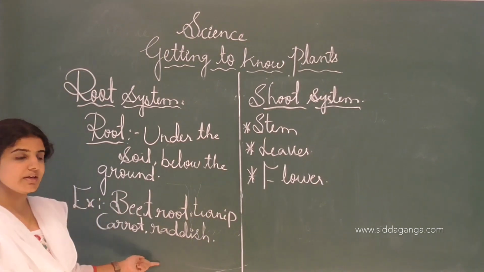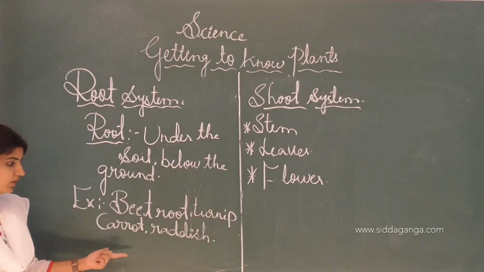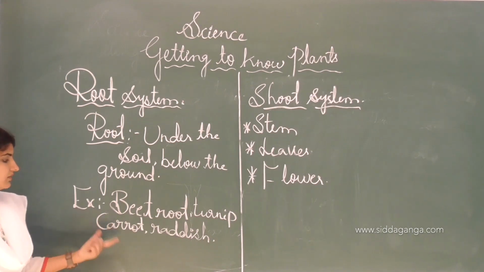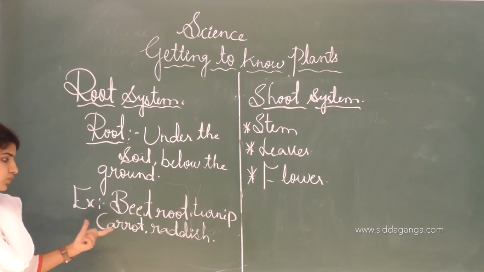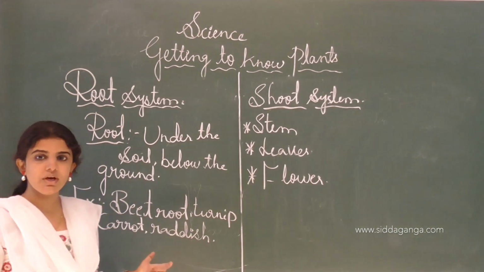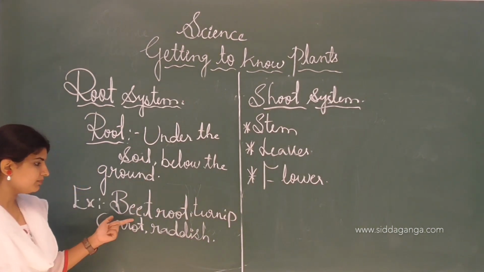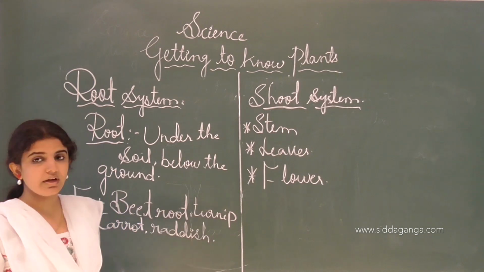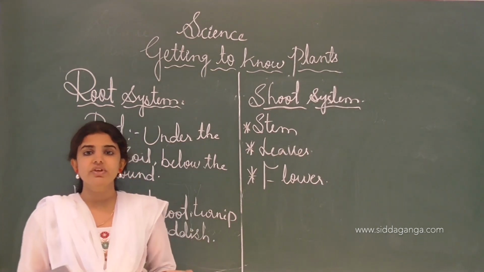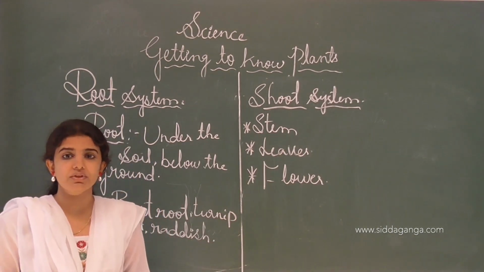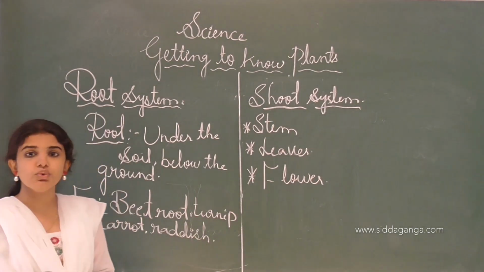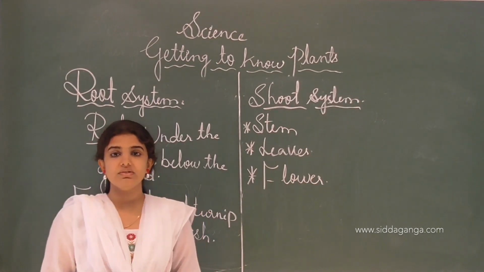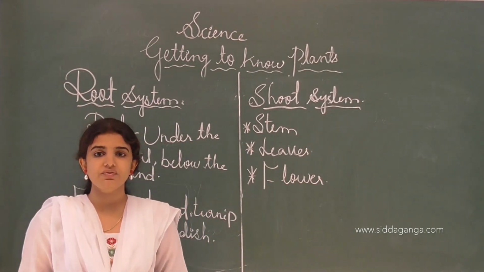Usually these roots are eaten by human beings and also by animals. See, the root is modified into a storage organ, so it stores food. Examples are beetroot, turnip, carrot and radish, which are eaten by human beings and even animals. When we talk about roots, they are divided into two types. One is the tap root and another one is the fibrous root.